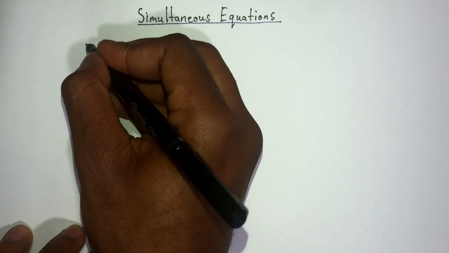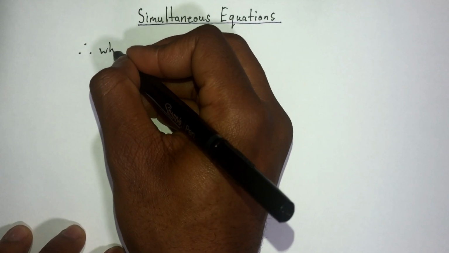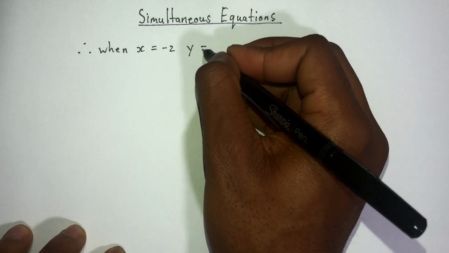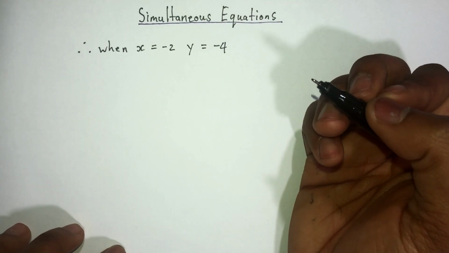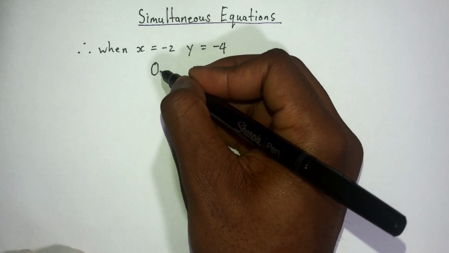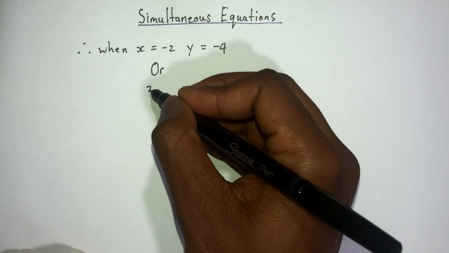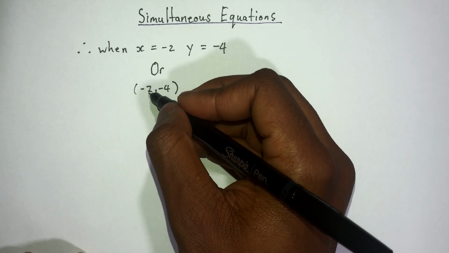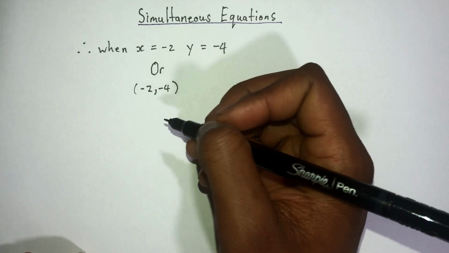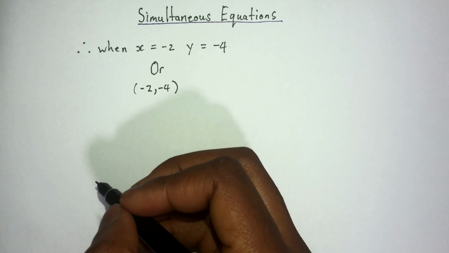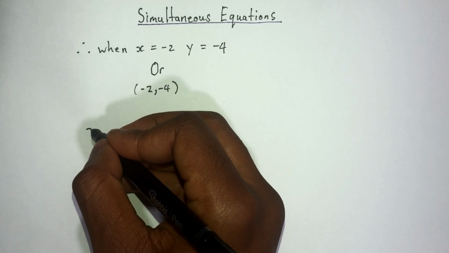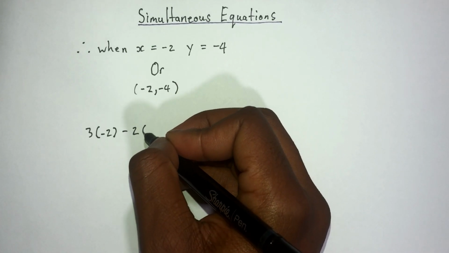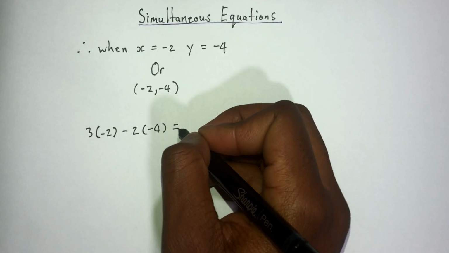Therefore, we can say when x equals negative 2, y equals negative 4. Or we can write our answer as the point negative 2, negative 4. And so this is our x term and this is our y term. Let's check our answers. 3x, x is negative 2, minus 2y, y is negative 4, equals 2.